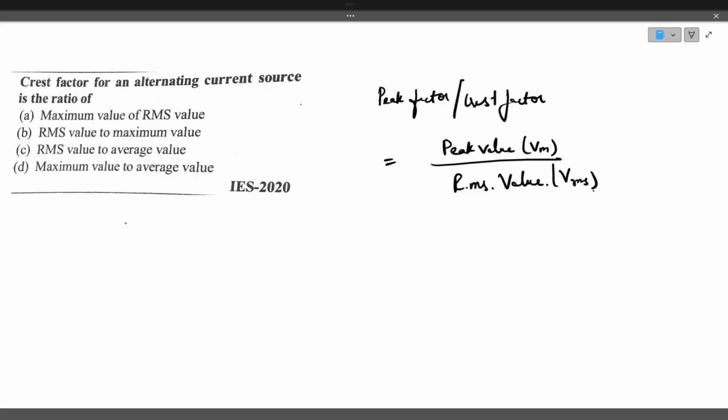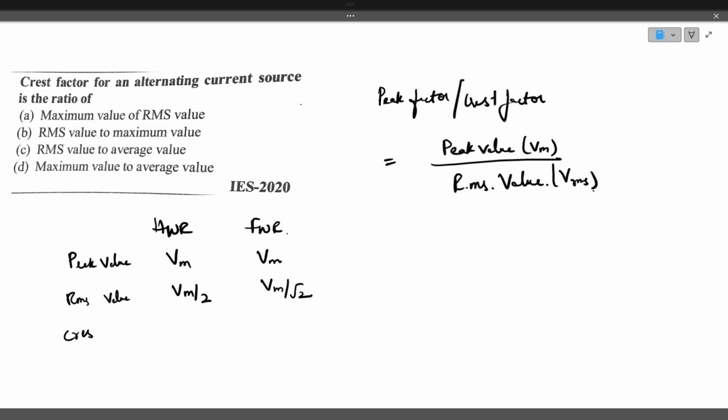So for the half wave rectifier and full wave rectifier, the peak value will be Vm only. The peak value is common, Vm. Whereas the RMS value is Vm by 2 for one and Vm by root 2 for the other. So if you take the ratio, the crest factor will be 2 for one and root 2 for the other.